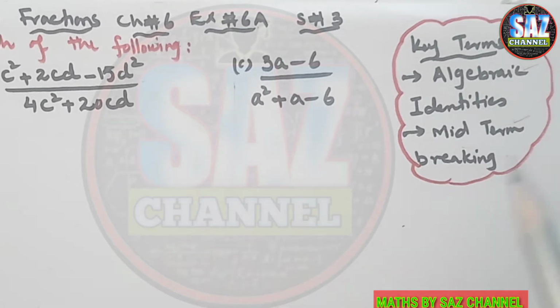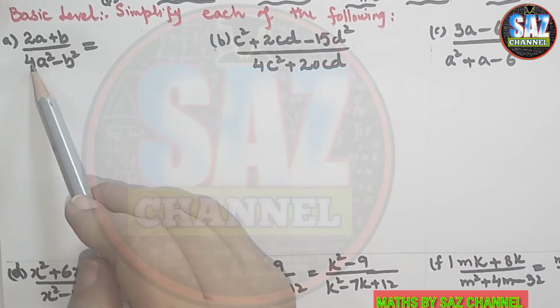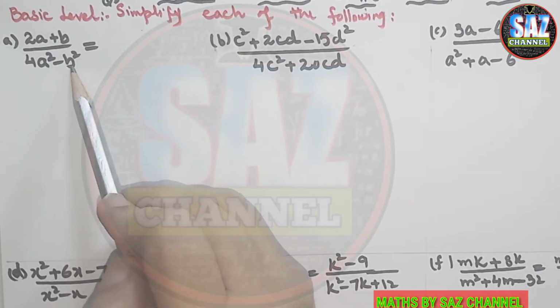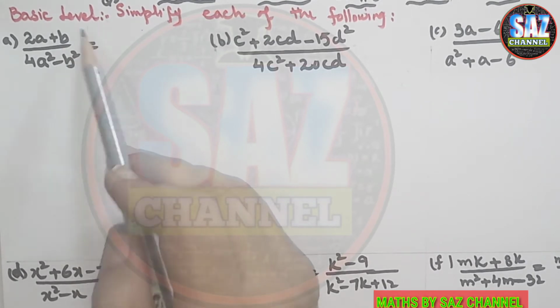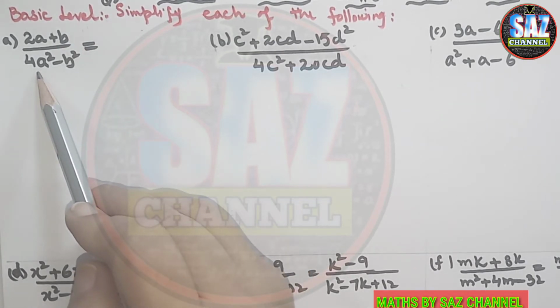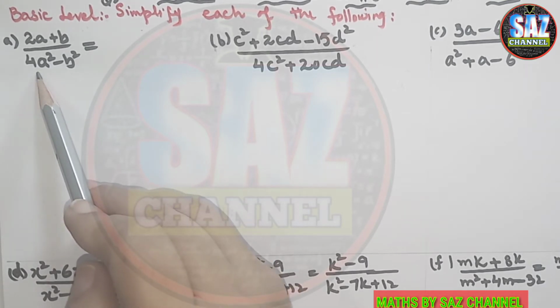Now let's move to the first part of the question. The first part of the question is (2a + b) upon (4a² − b²). If we look at the numerator, it's already in the simplified form. But if we look at the denominator, that is 4a² − b², that is the application of difference between two squares.